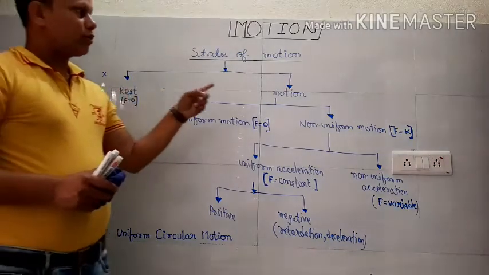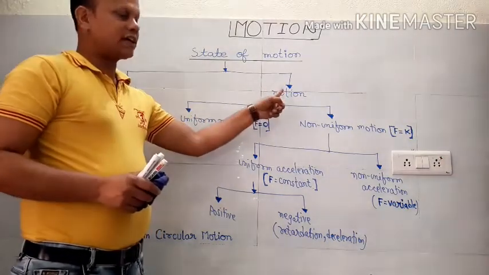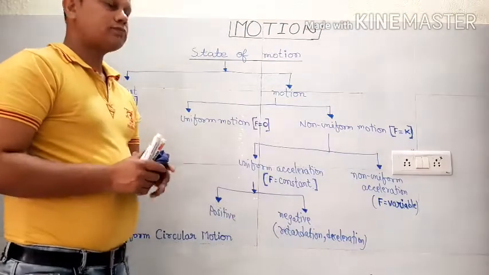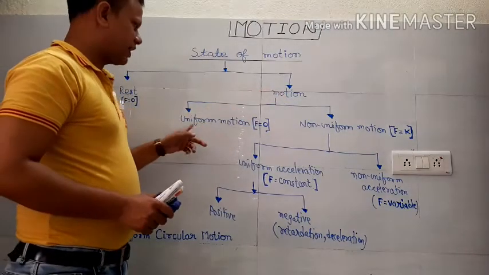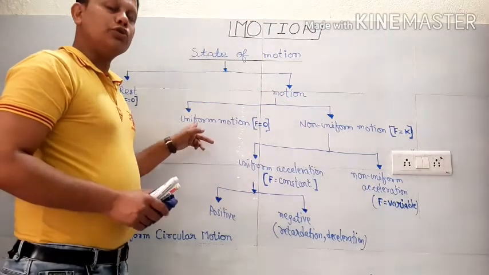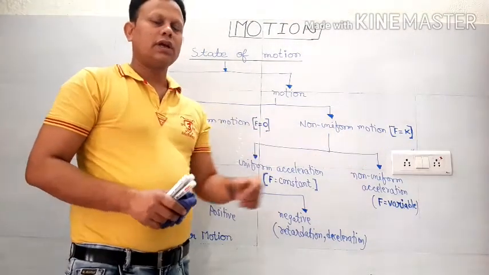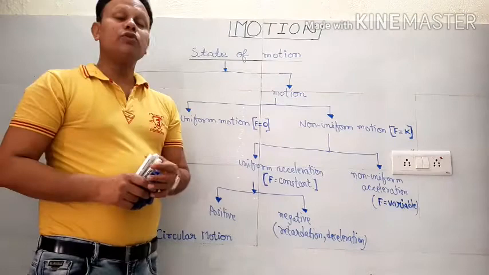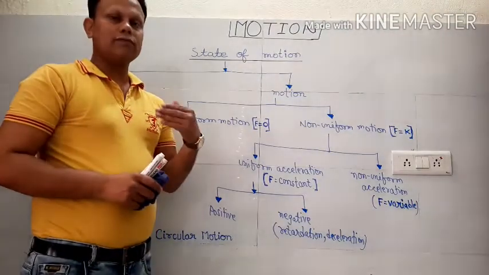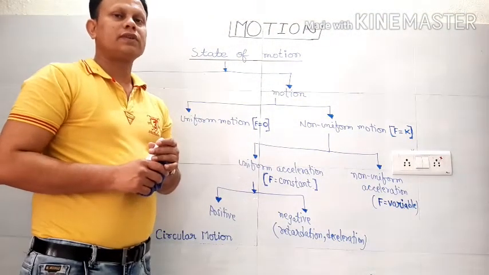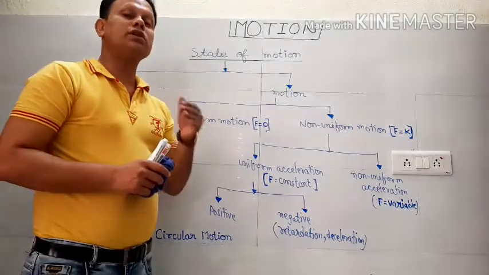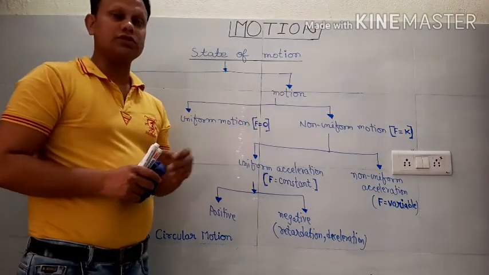Now, the second category is motion. Motion is further divided into two categories: uniform motion and non-uniform motion. Now, to get the knowledge of uniform motion and non-uniform motion, we have a next video. There you will be clear about the different types of motions.